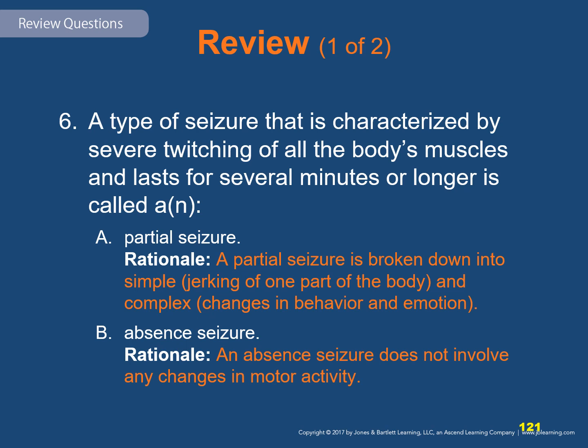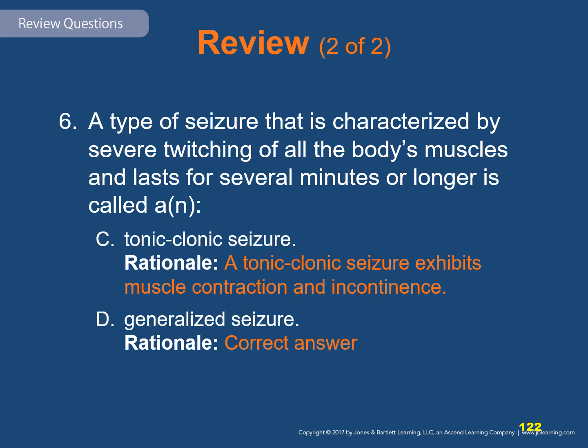B, absence seizure. That's not correct, because what is being described in the review question is not an absence seizure. Absence seizure doesn't involve any changes in the motor activity of the body. C, tonic-clonic seizure. That's not correct, because a tonic-clonic seizure exhibits muscle contraction and incontinence. And in this particular type of scenario it's laid out to you, incontinence is not mentioned at all. And D, generalized seizure, and that's the correct answer, because that's exactly what's being described to you here.